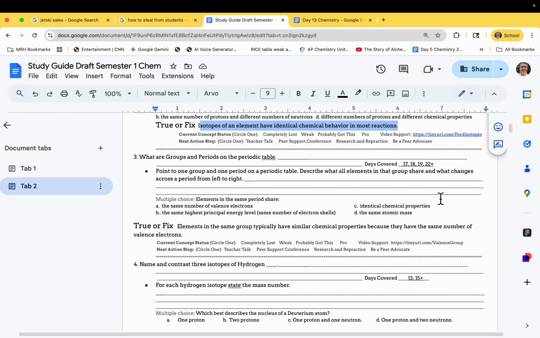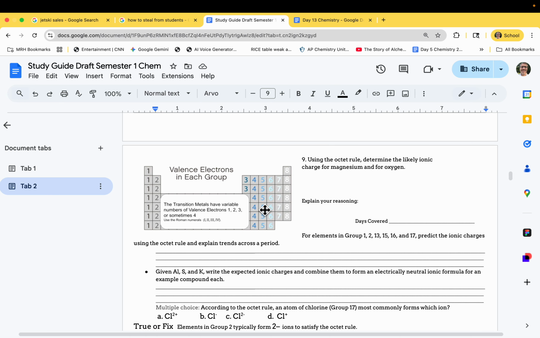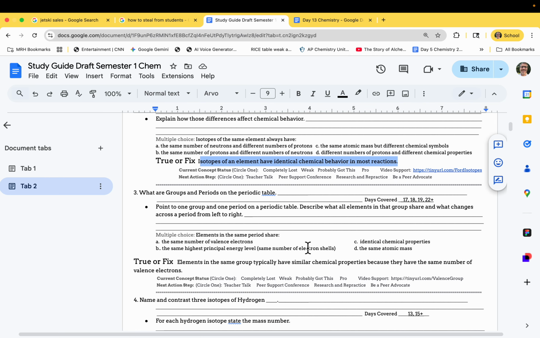Point to one group on the periodic table. Describe what all the elements in that group share, and also what changes across a period from left to right. Okay, so that's the same idea here. All the elements in group 5 have 5 valence electrons. So if I pointed at this group, all the elements in this group have 5 valence electrons. What changes as I read across a period is that the number of valence electrons increases. Group 1, 1, group 2, 2, group 3, 3, group 4, 4. Just different ways to talk about the stuff we've been learning all year long.